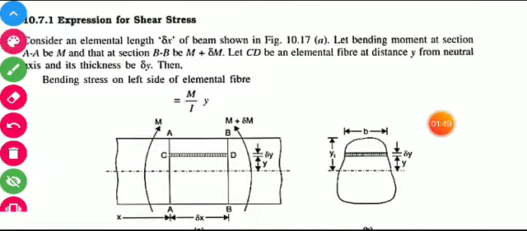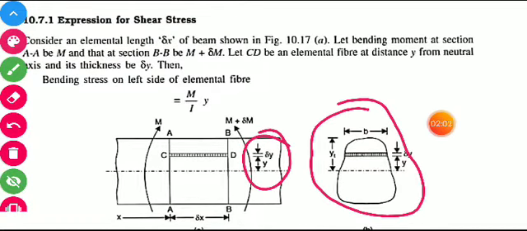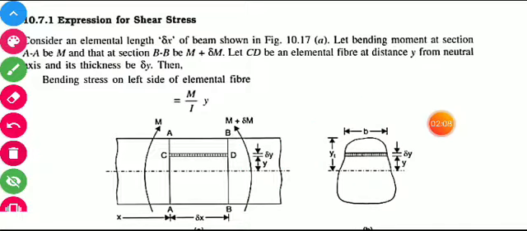Now we consider the length from the neutral axis. From the neutral axis to this elementary section is y, and the thickness of this elementary section is del y. You can see the cross section of this particular elementary section. Here the total width of the section is b, y is the length, and del y is the thickness.